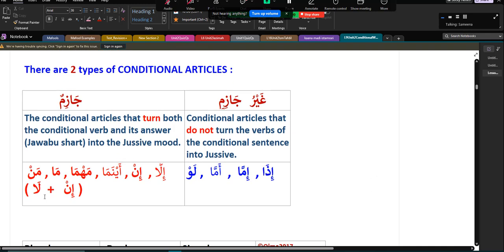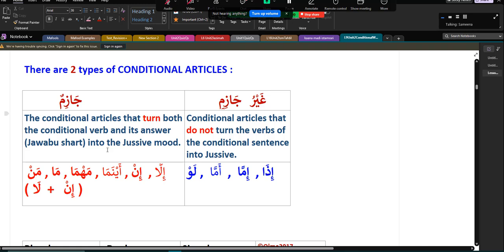There are two types of conditional articles. One is jazim and second is ghairu jazim. Jazim is the conditional article that turns both the conditional verb, that is mudari, and its answer, jawab shart, into jussive mode, into majzoom. And ghairu jazim are the conditional articles that do not turn the mudari verbs of the conditional sentence into jussive. Okay, so what are they? The jazim and ghairu jazim.